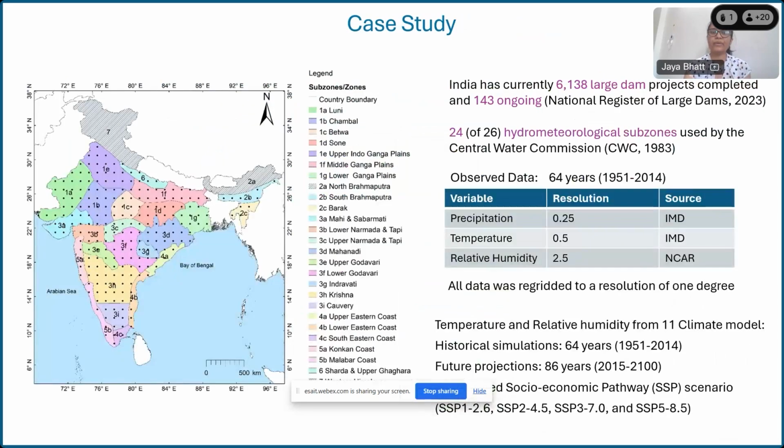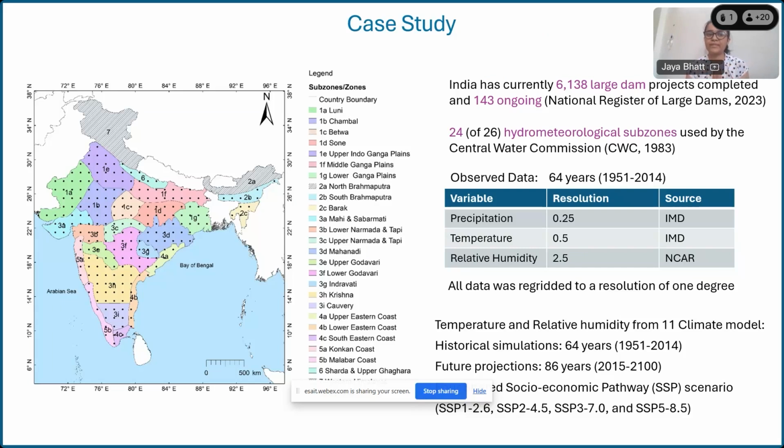So I would be looking at what is the difference that we arrive at when we go with the stationary model-based PMP or when we utilize the non-stationary model-based PMP, wherein we're using the projected climate data and incorporating the changing climatic conditions into the estimation. How much is the difference that we arrive at for the estimates. In this case study, I've looked at 24 subzones over India, and these are hydrometeorological subzones, which are the smallest unit on which we arrive at design floods.